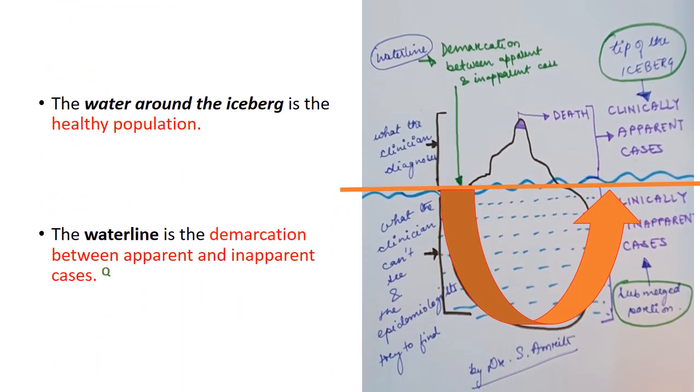So students, now let's move to the second part of the iceberg, that is the submerged part or the hidden part. But before we reach that part, we have to cross a water line or a water level. And in the community, this water line represents the demarcation between the apparent, that is the symptomatic cases, and the inapparent or the asymptomatic, pre-symptomatic, latent cases existing in a community. Now, the water around the submerged portion of the iceberg represents the healthy population. This healthy population may or may not have any risk factor of the disease. So, I hope it's clear.